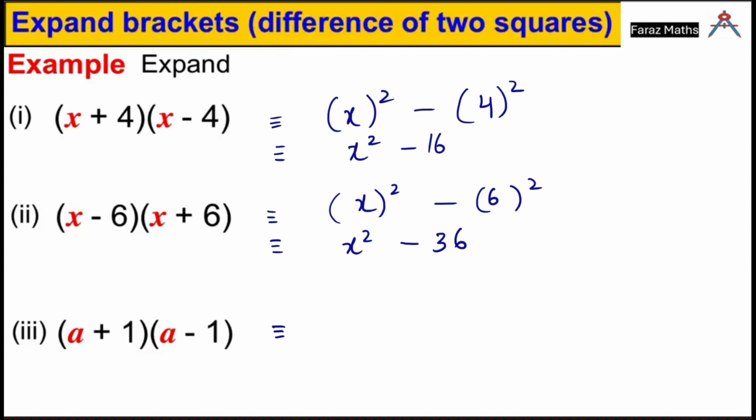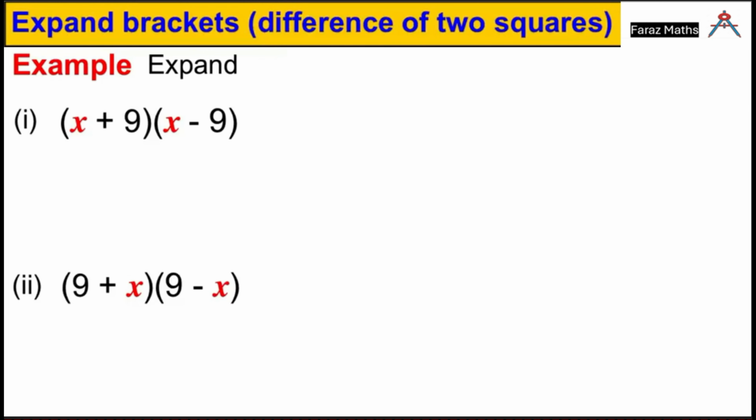This one is a plus 1 and a minus 1. So first term square minus second term square, and this is a square minus 1. Okay, the next one, x plus 9 and x minus 9. So we have first term square minus second term square, x square minus 9 square, and this will give you x square minus 81.